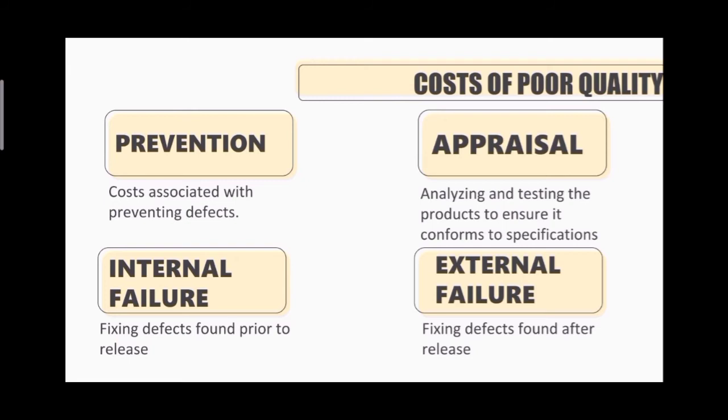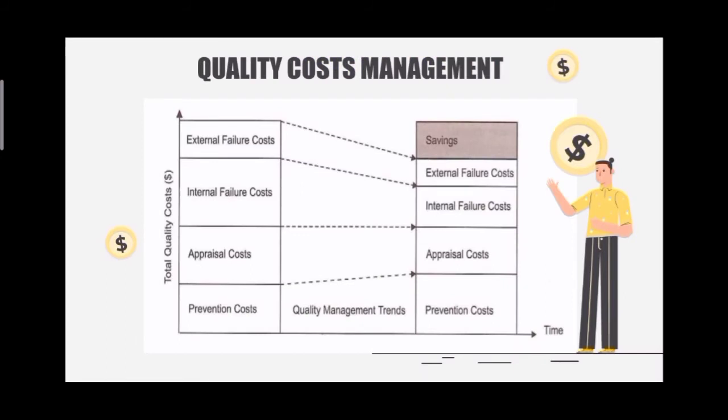Next, we have appraisal, which are the costs associated with analyzing and testing the products to ensure that they are not defective. Examples of appraisal are inspections, testing, audits, and quality control. Then we have internal failure, which are the costs associated with fixing defects found prior to release, for example repair, retesting, and updating documentation. And lastly, external failure, which are the costs associated with fixing defects found after release. Examples are technical support, defect reporting and tracking, field updates, and loss of future sales. In this graph, we can see how the cost of quality affects the total quality cost over time.